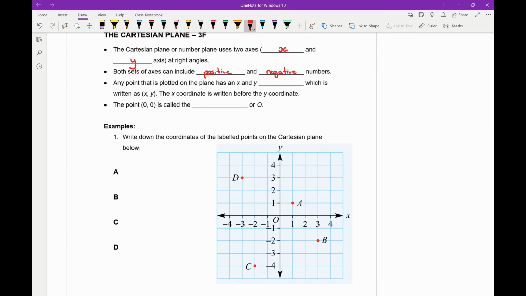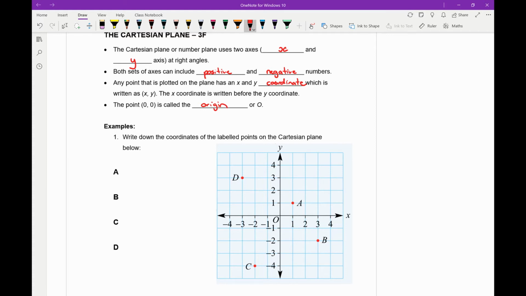Okay, third dot point. Any point that is plotted on the number plane has an x and a y. We call it a coordinate, which is written as, we put it in brackets and we put the x number first, then a comma, and the y number second. The x coordinate is written before the y coordinate. Now the point 0, 0, so that means x is 0 and y is 0, is called the origin. So O stands for origin, and you can see that on the diagram. So it's like a 0 as well. It is 0, and it's an O for origin.